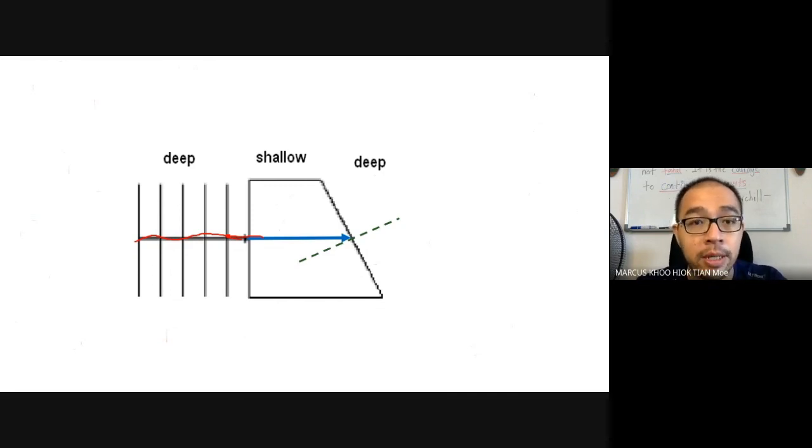And remember, shallow to deep. This angle, is it going to be bigger or smaller? This angle has to be smaller. So the refracted angle has to be much bigger. The refracted angle has to be much bigger and we will see something like this.